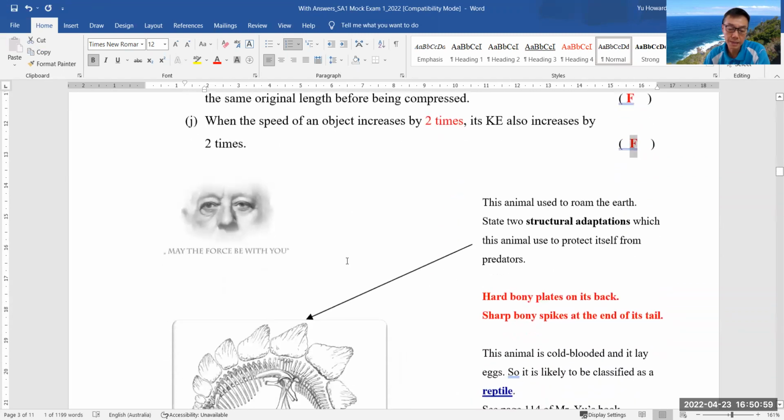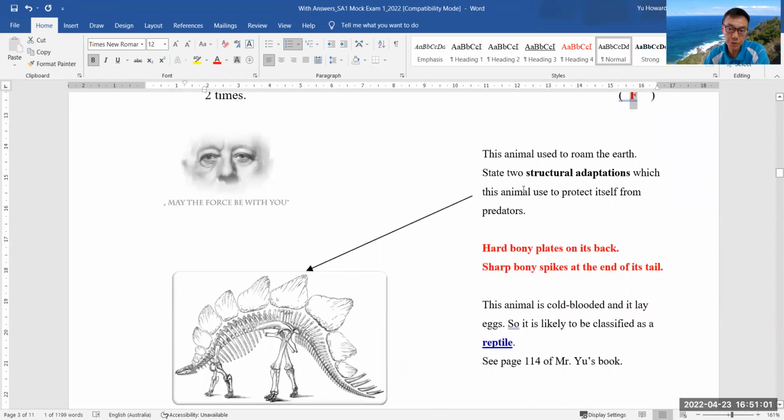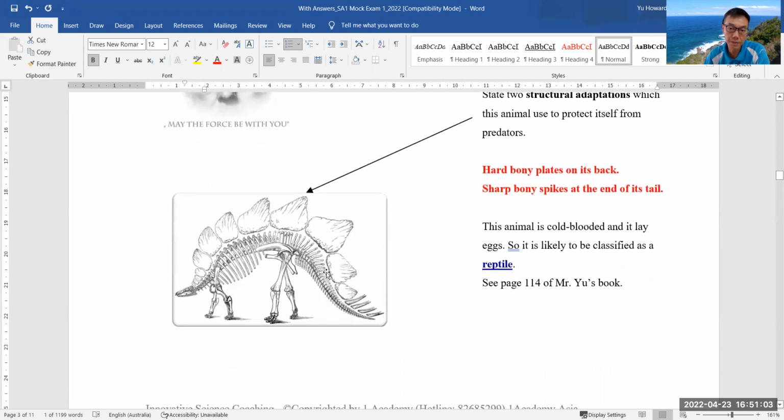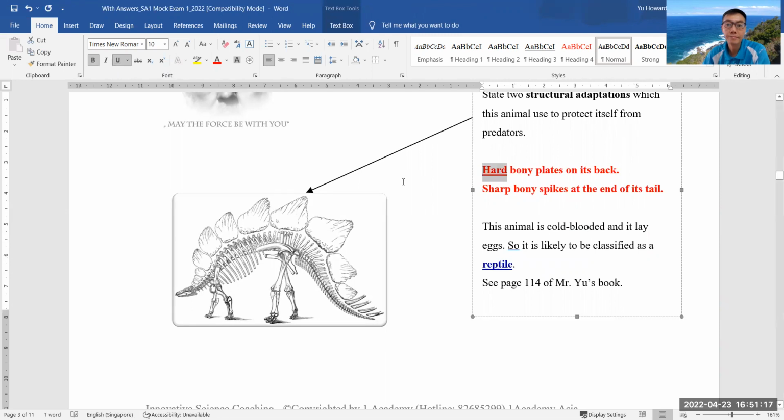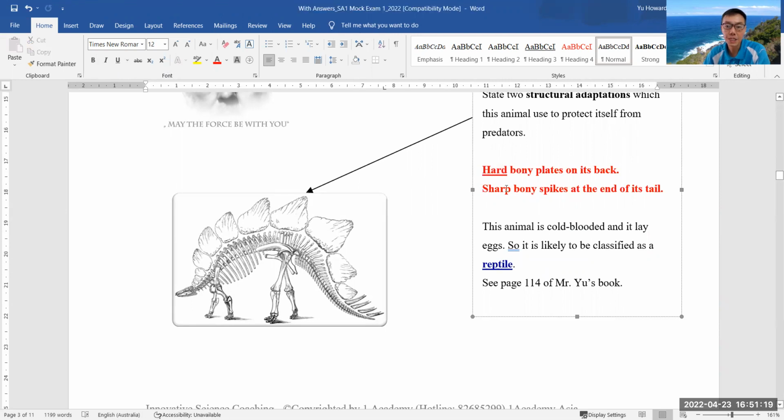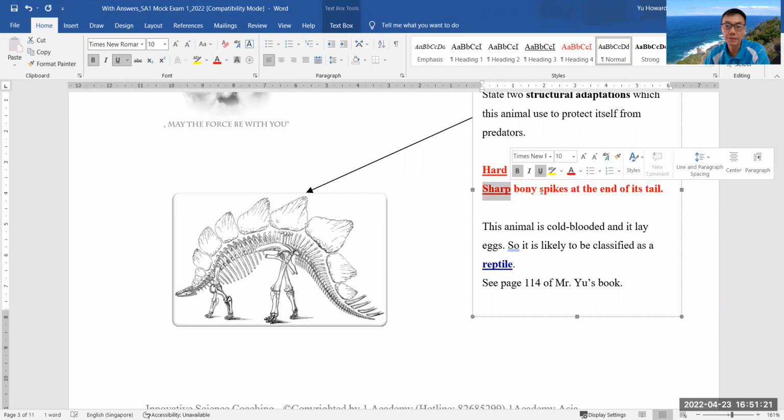So this part is brief questions. The two structural adaptations of this animal, which is actually a stegosaurus, are the hard bony plates on its back and the sharp bony spikes on its tail. So just add in the word hard. Hard bony plates on its back and sharp bony spikes on its tail. Okay, this animal is cold-blooded and it lays eggs, it is a reptile.